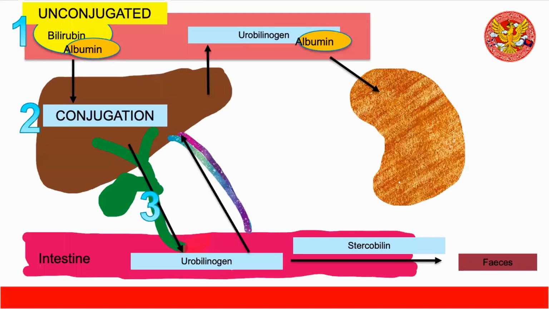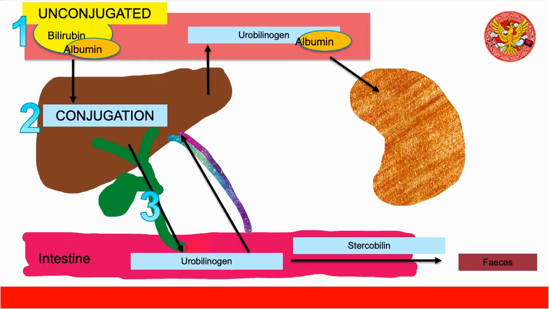So you have unconjugated bilirubin, which comes from the breakdown of red blood cells. And this is water insoluble, and that's why I've put it in yellow. It travels in the bloodstream bound to albumin. It then goes to the liver, where it's conjugated and glucuronic acid is added to it, and it becomes water soluble, and that's why it's blue. This is important later on.